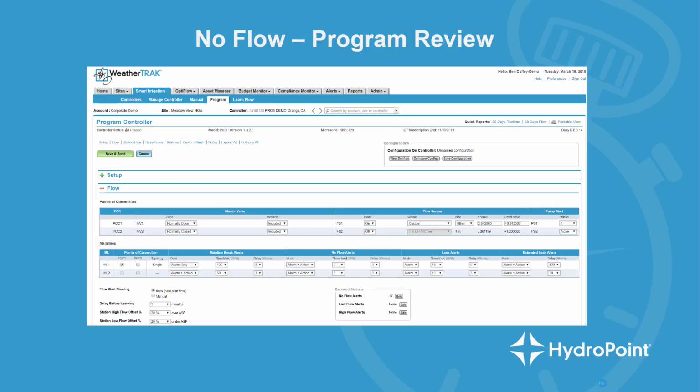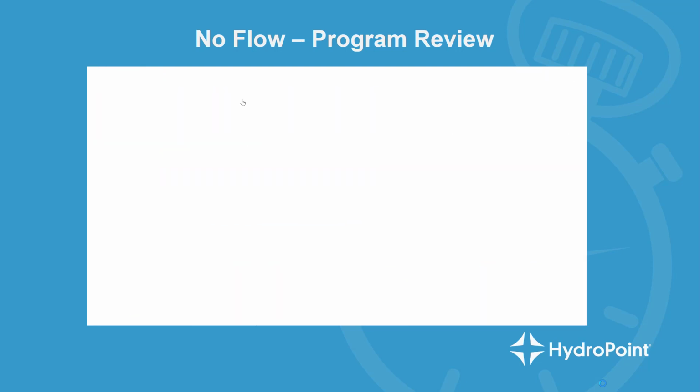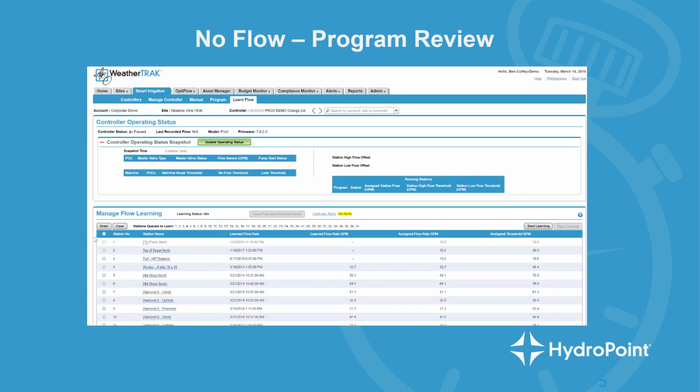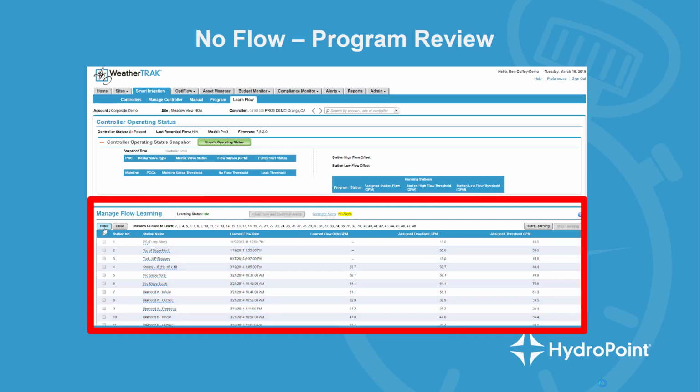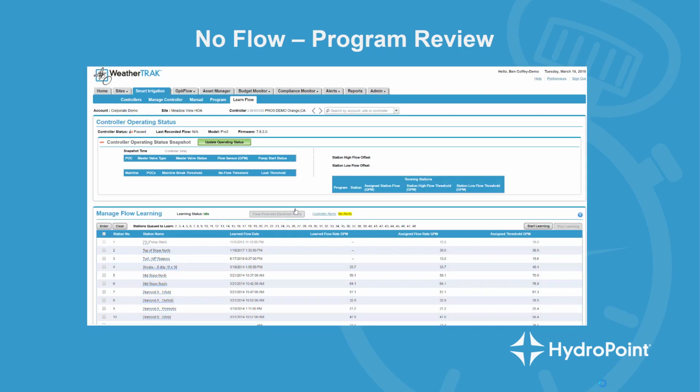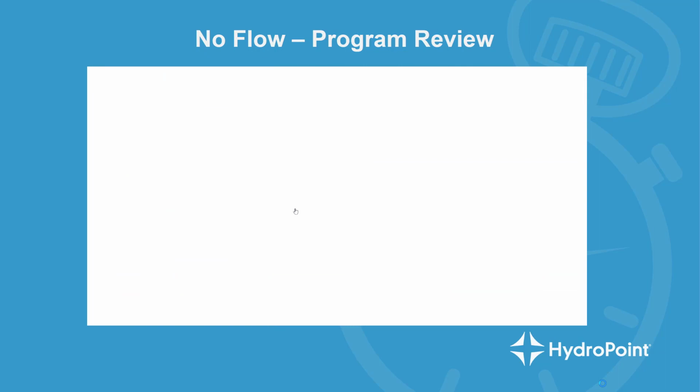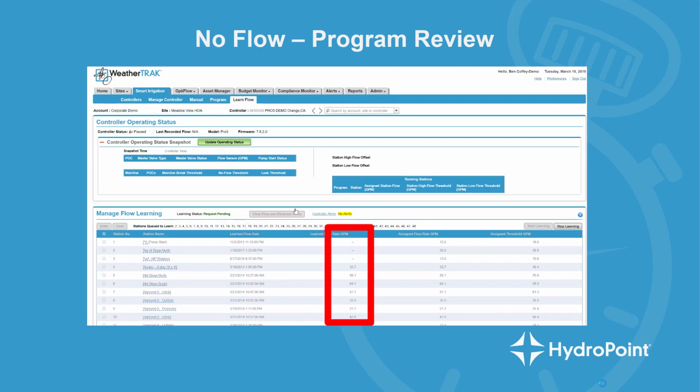So once you've turned on your flow sensor and programmed your main lines, including your no-flow mode, threshold, and delay, you're ready to learn flow. To do that, we go to the Learn Flow page on weathertrack.net and start the Learn Flow process, where we select which stations we want to learn, and it will perform the Learn Flow test that identifies how many gallons per minute each station should use.